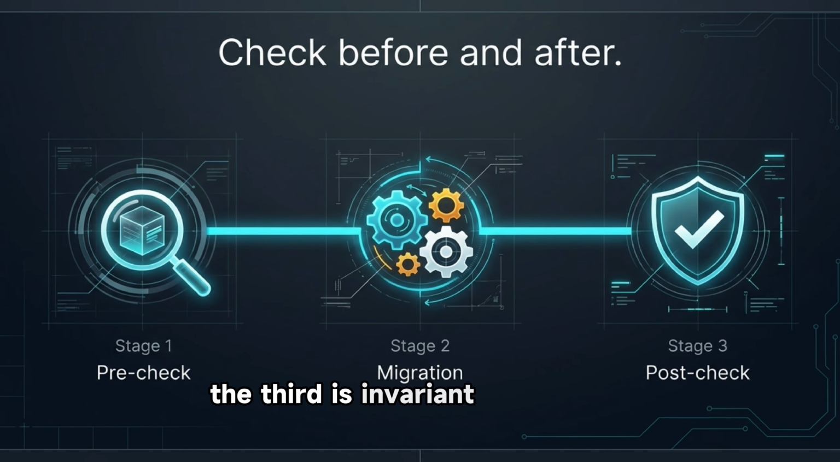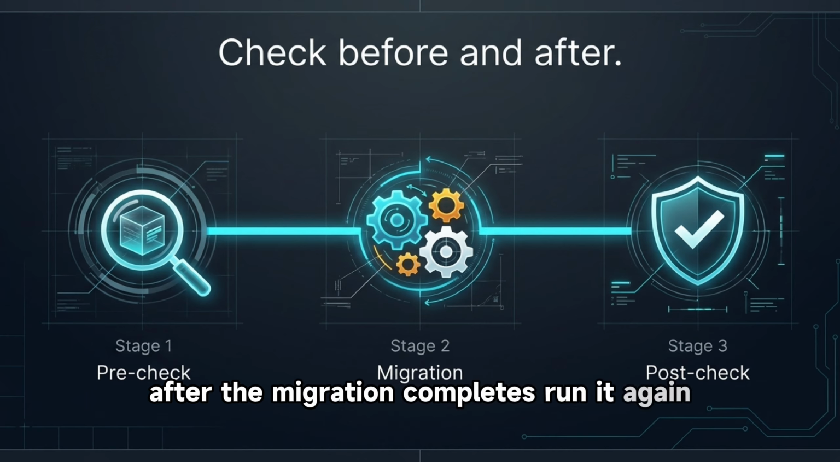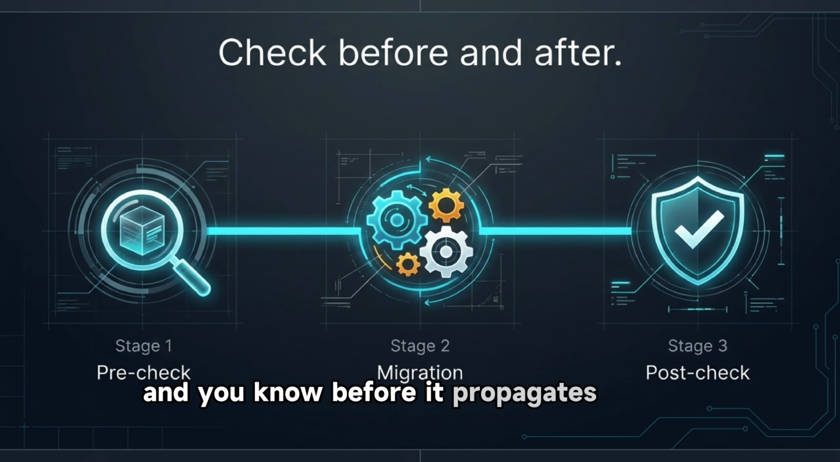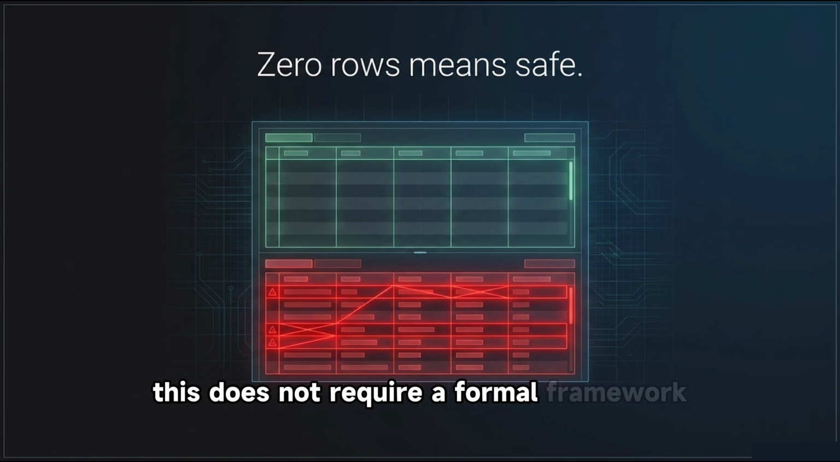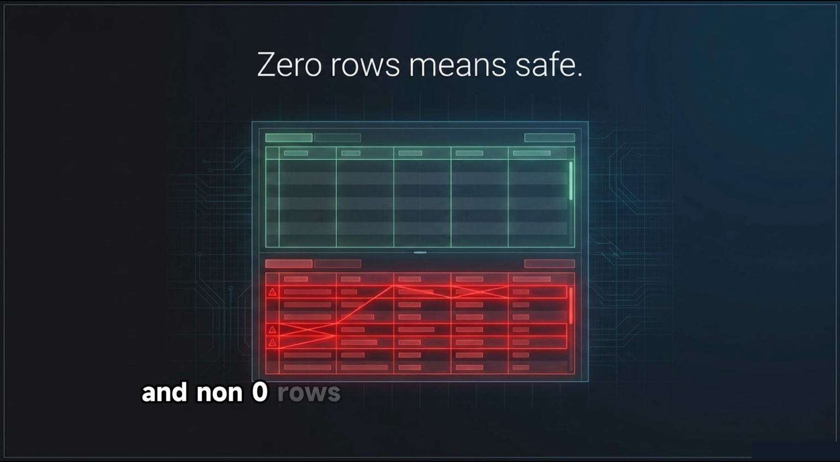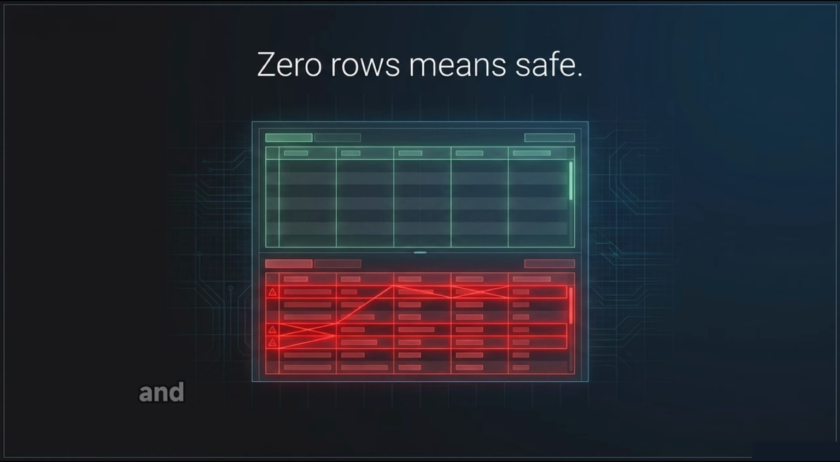The third is invariant verification as a step in every migration. Before a migration runs against production data, run a query that confirms the invariant holds in the current state. After the migration completes, run it again. If the result changes, the migration broke the invariant, and you know before it propagates further. This does not require a formal framework. A query that returns 0 rows when the invariant holds and non-zero rows when it does not is enough. Running it before and after is the difference between catching a broken invariant during the migration and discovering it during a regulatory audit 6 months later.